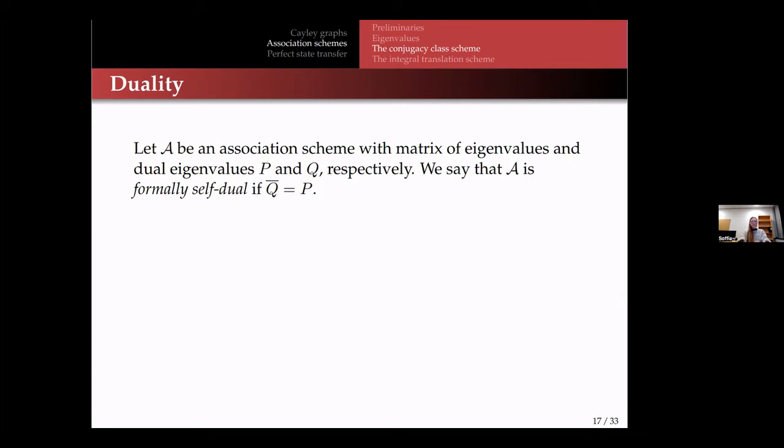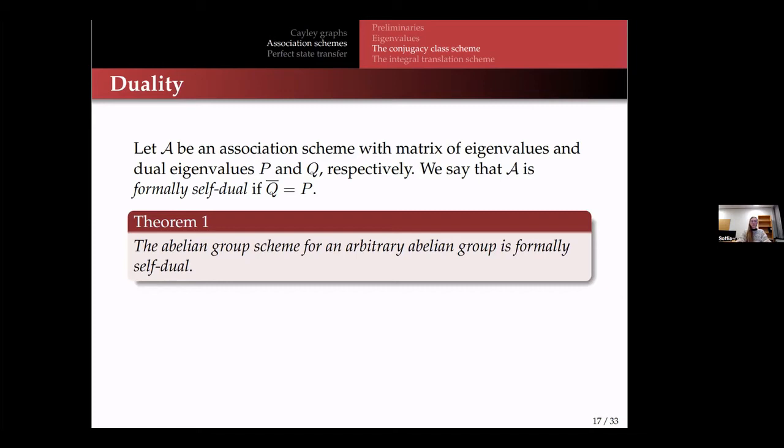So if we have an association scheme A with matrix of eigenvalues P and matrix of dual eigenvalues Q, then we say that this scheme is formally self-dual if the complex conjugate of Q is equal to P. And here is just a basic theorem, which I think we can just call folklore. The abelian group scheme for an arbitrary abelian group is formally self-dual.